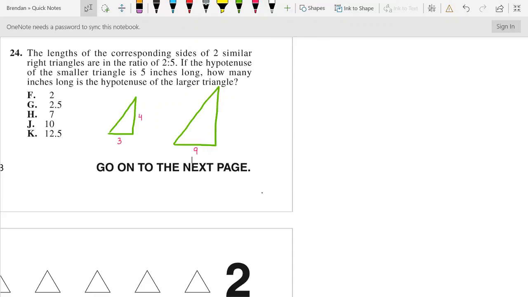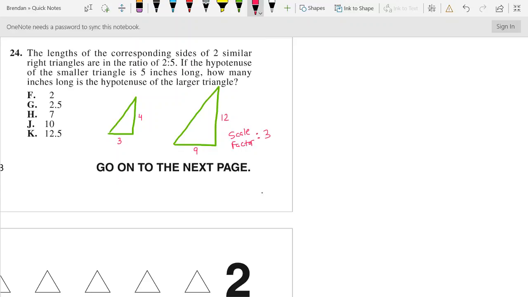So on 24, first I'm going to give you an example of similar triangles. If we have this triangle right here and the sides are 3 and 4, and then this side is 9 and this side is x, the question is, what would x be? Well, x would equal 12, because 3 times 3 is 9, so therefore 4 times 3 is 12. We call that a scale factor of 3.